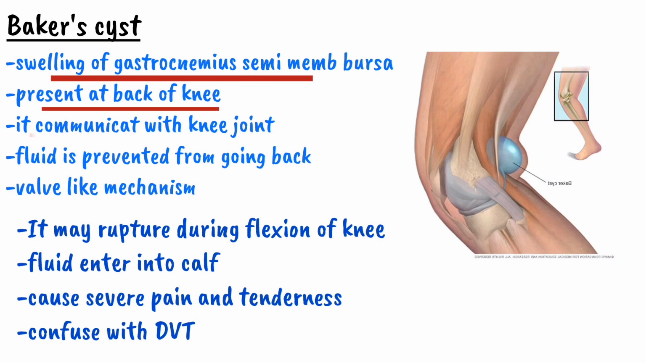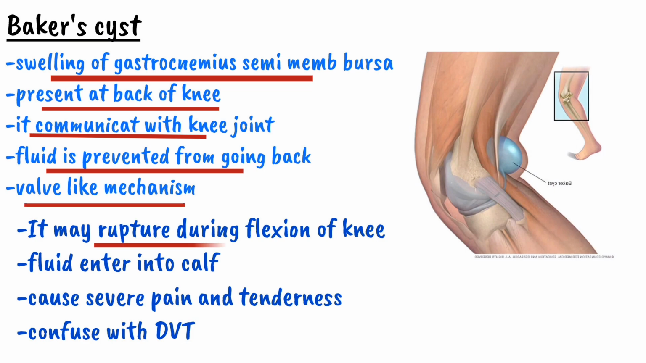It communicates with the knee joint, but the fluid is prevented from going back to the knee because of a valve-like mechanism. During flexion of the knee joint, it can rupture, so the fluid can enter into the calf. So it can cause severe pain and tenderness. Most often, the ruptured Baker's cyst is confused with DVT.